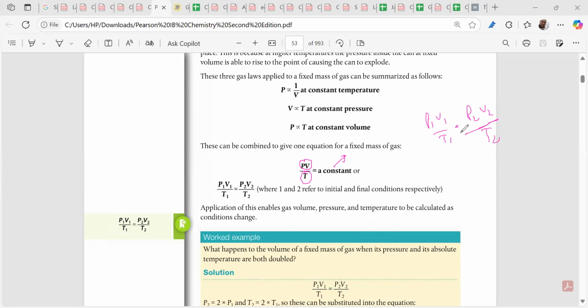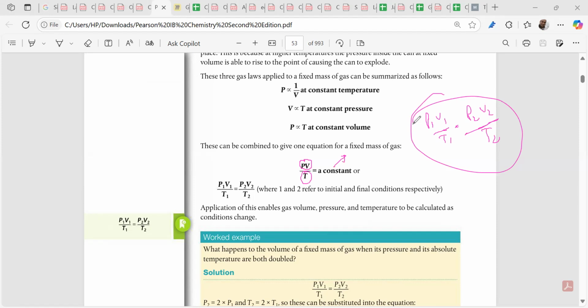Is it clear? Understood? Yes, we can write this: P1 V1 by T1 equal to P2 V2 by T2. Agreed? It's clear to you, right? Got it? P1 V1 by T1 equal to P2 V2 by T2. Any questions? Please tell me. Is it clear? That's a very important piece of information we come across.